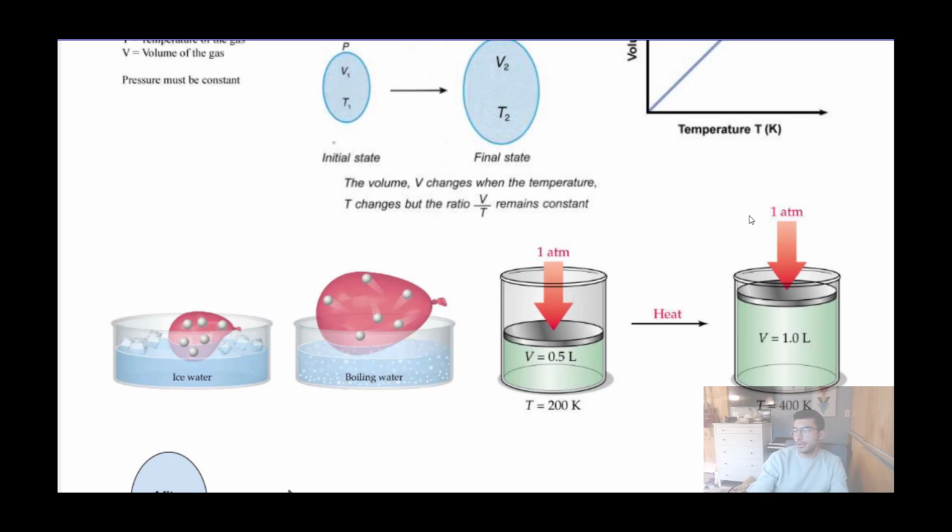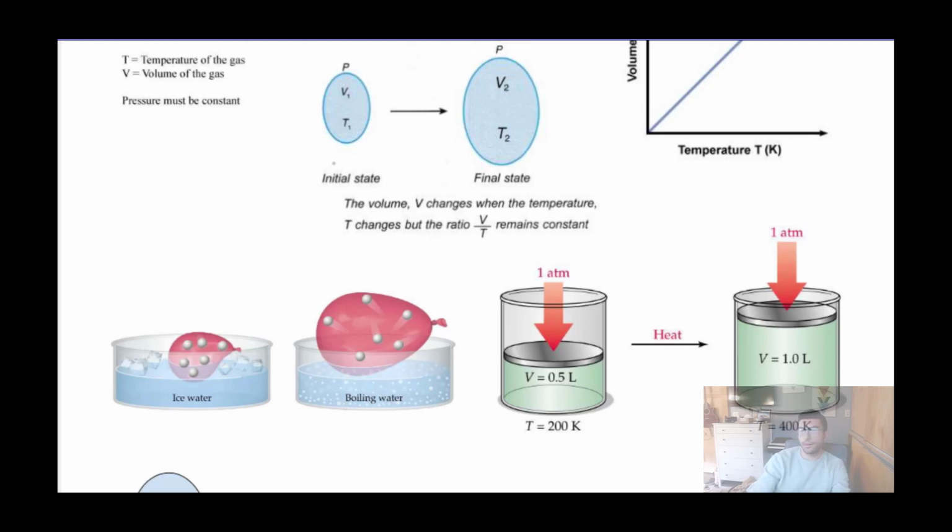Boiling water, the particles are going to move faster if we have that balloon in boiling water, so that's why the balloon is bigger there. If we decrease the temperature, putting that balloon into ice water, the particles are going to slow down and come together. Remember, it's a direct proportion.